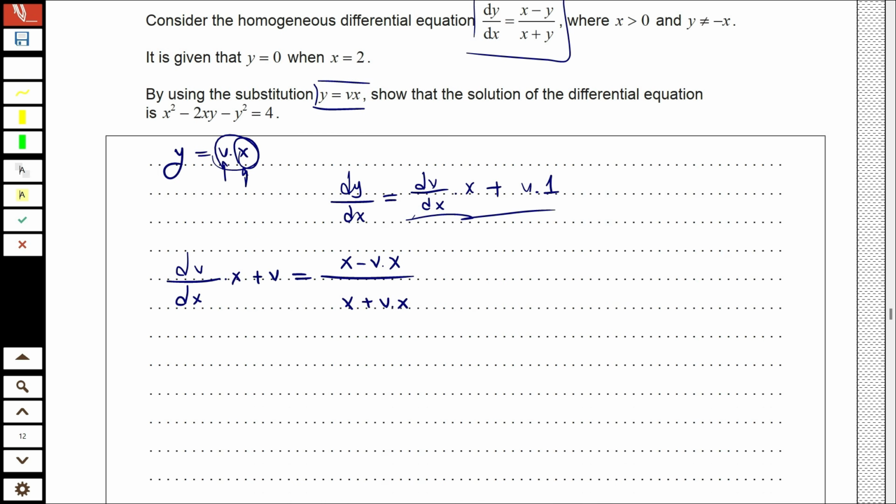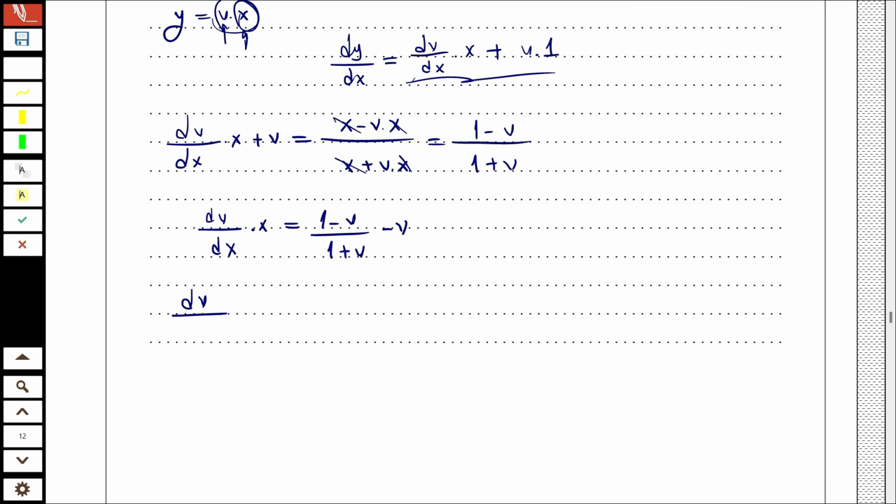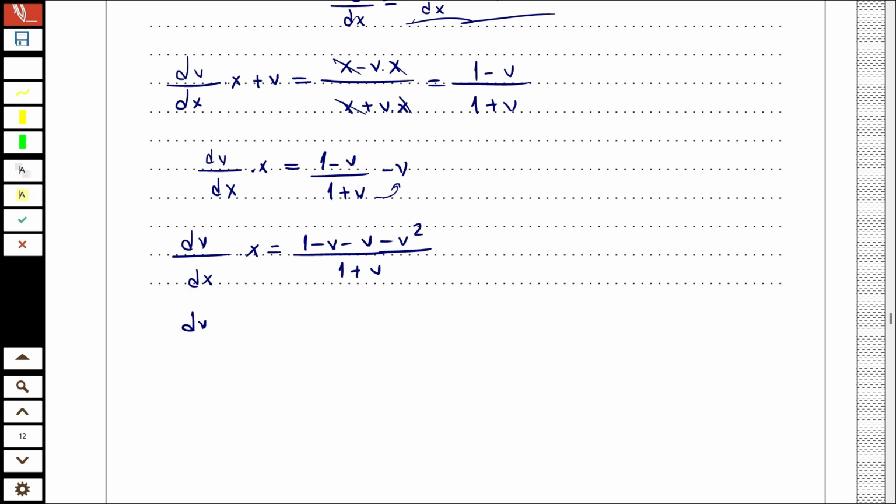Now I will try to solve. And actually you can cancel these x's. It's going to be 1 minus v divided by 1 plus v. So what is there now? Let's simplify this equation: dv divided by dx times x. Subtract v from both sides. It's going to be 1 minus v divided by 1 plus v, minus v. dv divided by dx times x is going to be 1 minus v minus v minus v squared, because when you multiply it by this expression, divided by 1 plus v. From here you can say that dv divided by dx times x equals 1 minus 2 times v minus v squared, divided by 1 plus v, right?